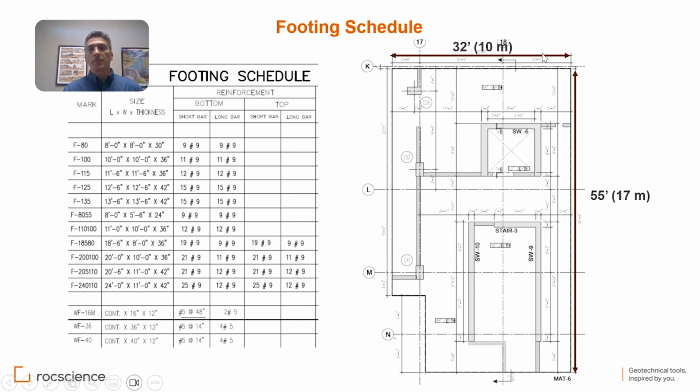Here for the mat foundation six, here is the foundation plan. Here is the sketch. It's about 32 feet wide, that's about 10 meters, by about 55 feet wide, which is about 70 meters. So you can see here they have the staircase and the elevator shaft.